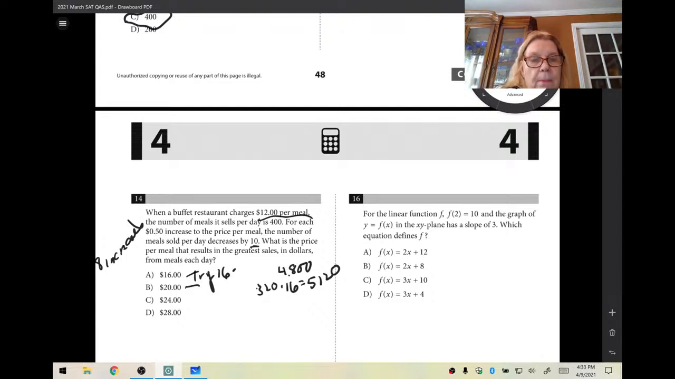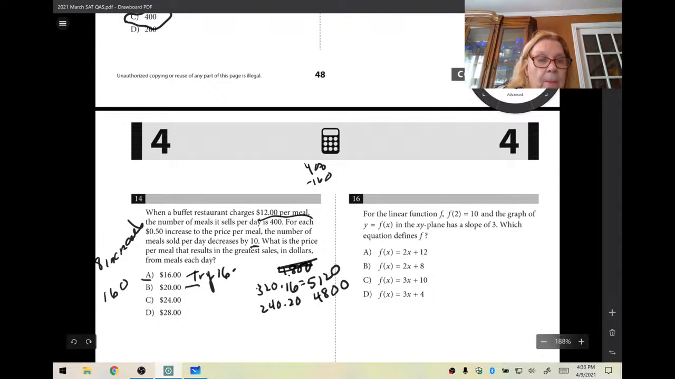Yeah, you didn't even need to try 12 because that's not an option, I guess. Right, I know. Yeah, I'm sorry. That's fine. So then $20, that's $8 increase, which is a 160 decrease. So that would be, let's see, 400 minus 160. So that's 240 times 20. What's that, Jim? 4,800. So we're going down. We'll try these two, but it looks like this is our winner.